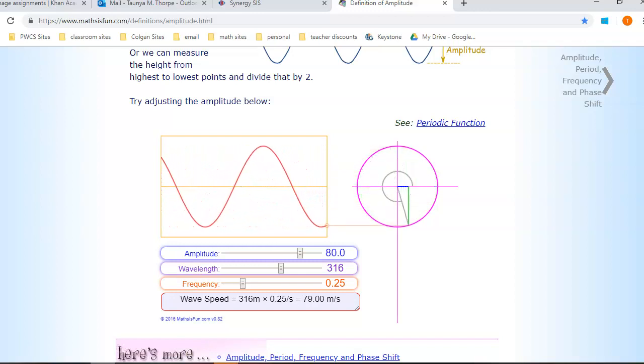Okay. So you're actually going to get to see that once we actually graph it, but just keep that in mind.